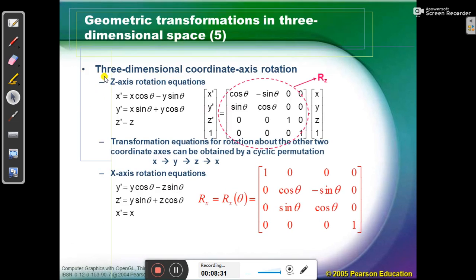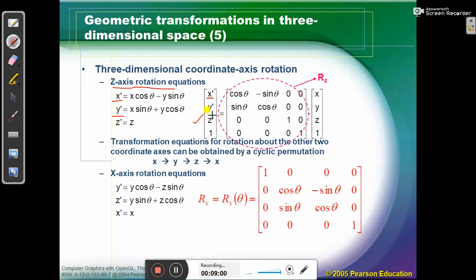Here you can see, if you choose the z axis rotation in the 3-dimensional coordinate axis rotation, then your equation will become like this. Because if you do this z axis rotation, then the coordinate values of z will be the same, but the values of x dash and y dash will be changed.